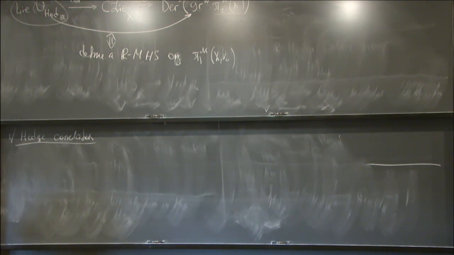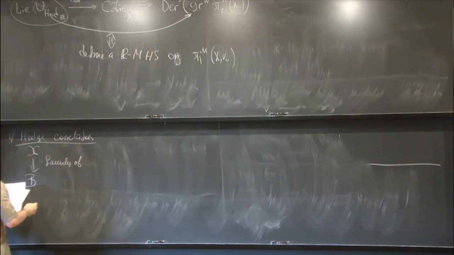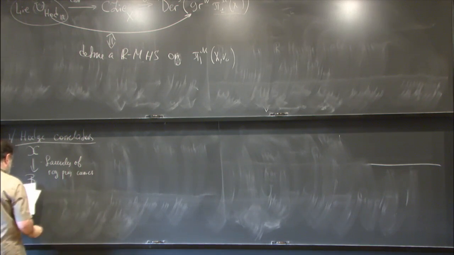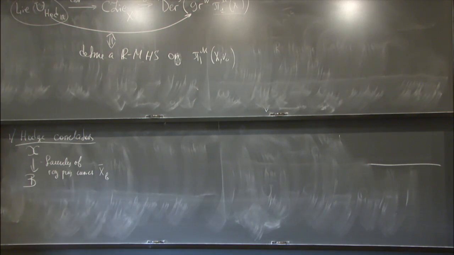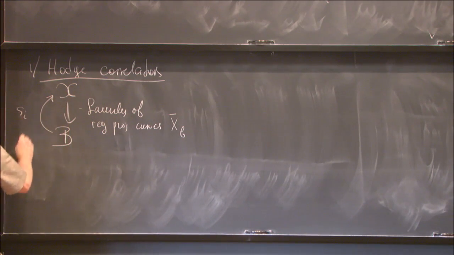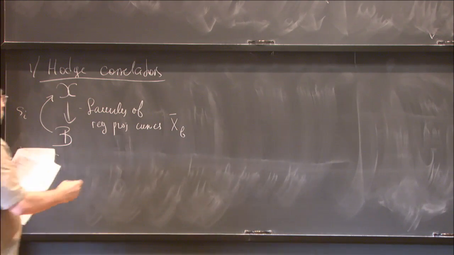So first of all, we work in families. I assume that I have a family of regular projective curves, which we denote X_b, where b is an element of your base. And we also have sections. These are my points, so S_i is my set S. So we have points, and we also have tangential base vectors in the family.